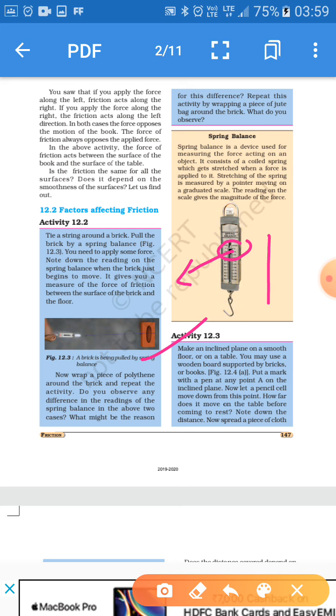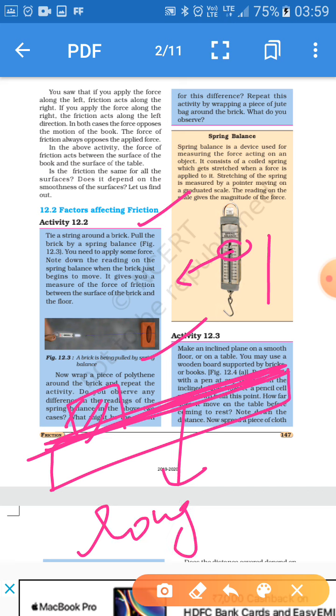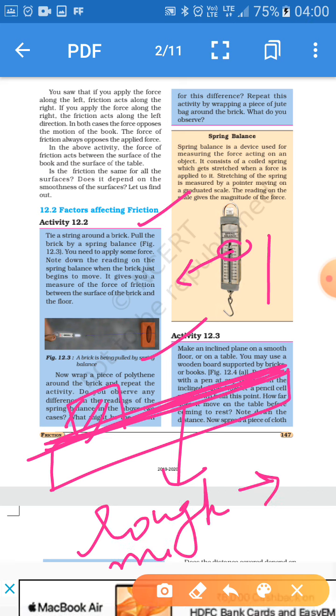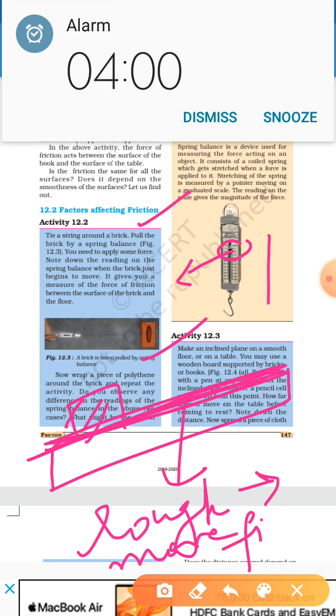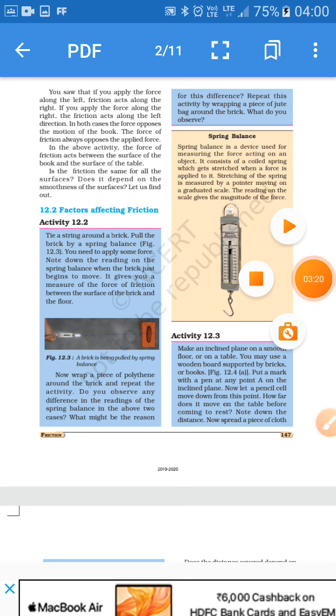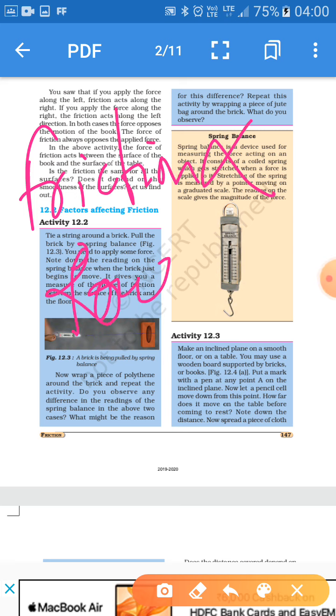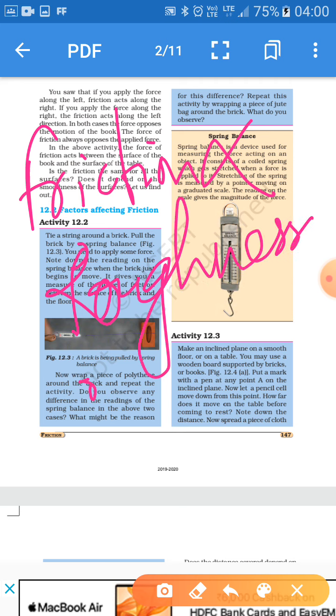So the first factor on which the friction depends is the roughness of the surface. If the surface which is being used, or where you have kept the object, is very rough, it will have more friction. So you can say that friction is directly proportional to the roughness of the surface.